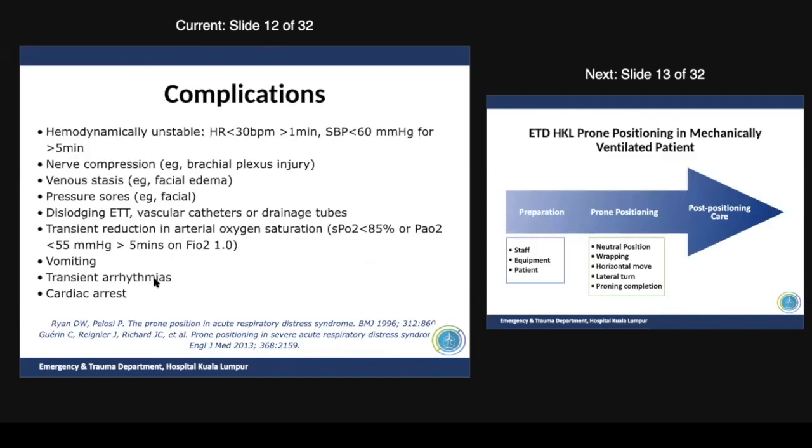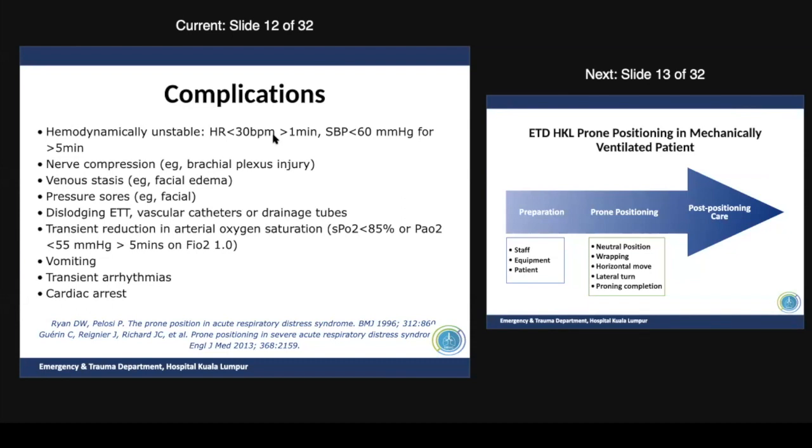So complications, I need you guys to remember this. In the paper that I gave you, one of the parts has complications written there. Number one, the most important to highlight is hemodynamically unstable. Okay, so if the heart rate is bradycardic, less than 30 persistently for more than 1 minute, or the systolic BP is persistently less than 60 for more than 5 minutes, we shouldn't prone this patient. Or for example, you feel the patient has just had ROSC, in supine position, just after CPR, and you anticipate the patient will need CPR again. For those you anticipate will need CPR again, you don't prone this patient.